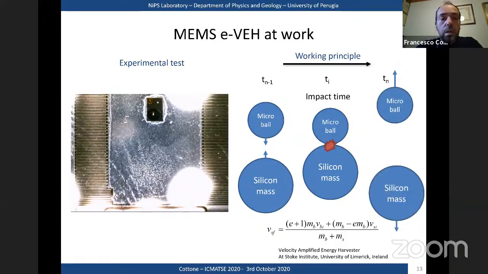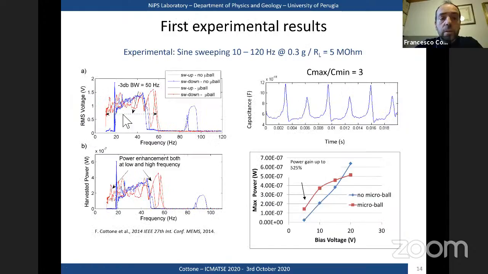And so here are some of the experimental results. Here you can see the RMS voltage that is provided by the system when doing a frequency sweep, providing a sinusoidal excitation to the system spanning from a few hertz up to 120 hertz. As you can see here, the response of the system with and without the microball. And you can see there is a power enhancement and a widening of the frequency response of the system.